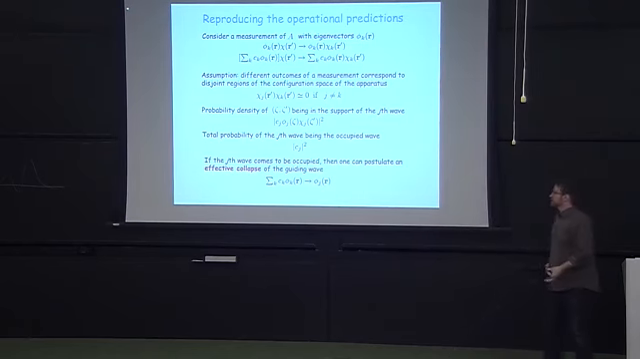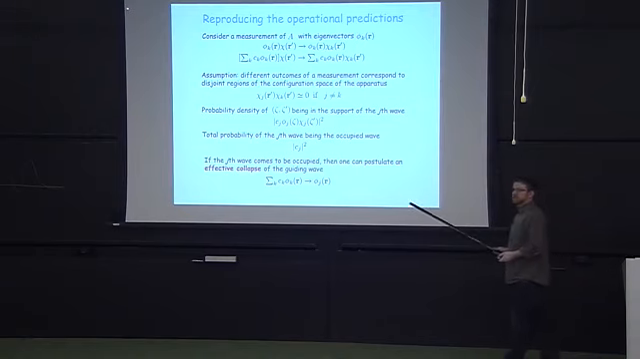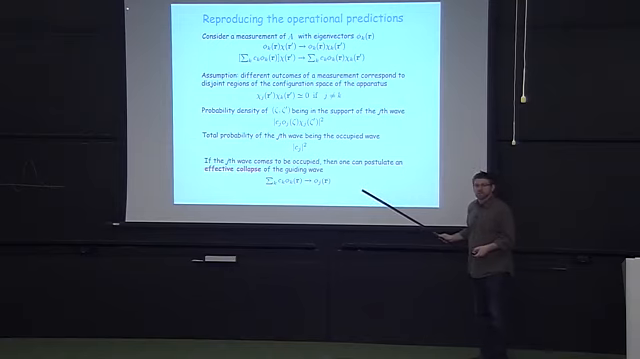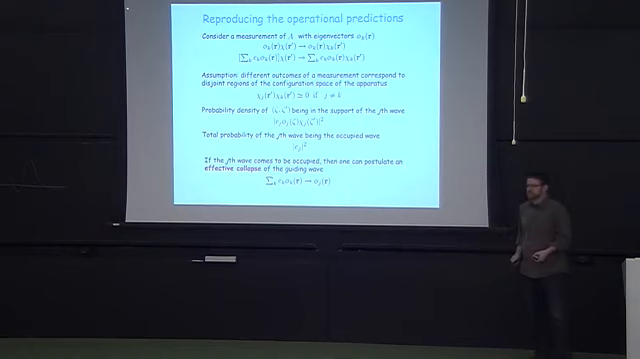But there's a concern here. There's something I haven't quite addressed that you might be worried about. Is anyone worried about something here? Should I stop now, or is there more I need to tell you to ensure that we really have reproduced the predictions of operational quantum mechanics?